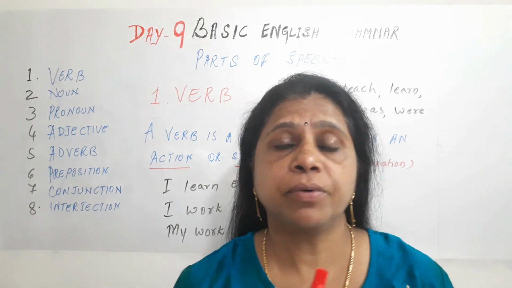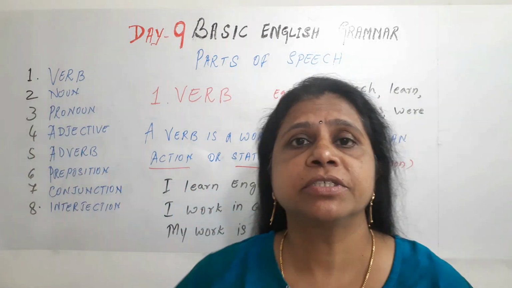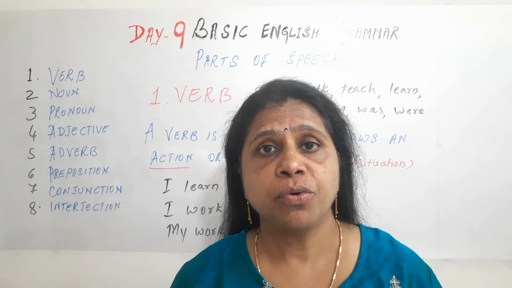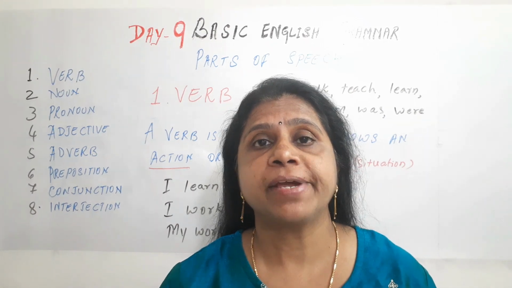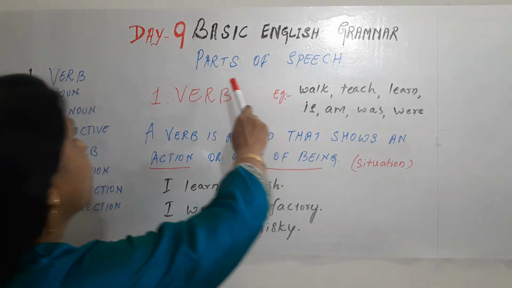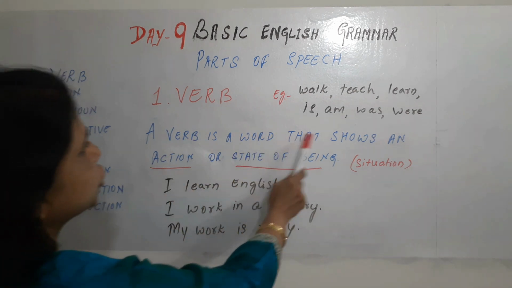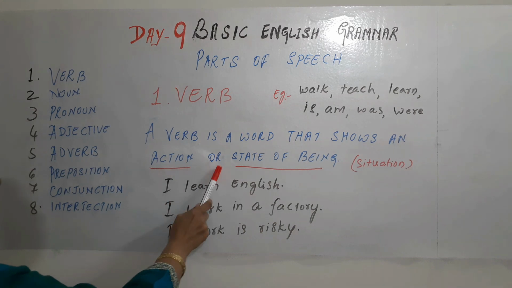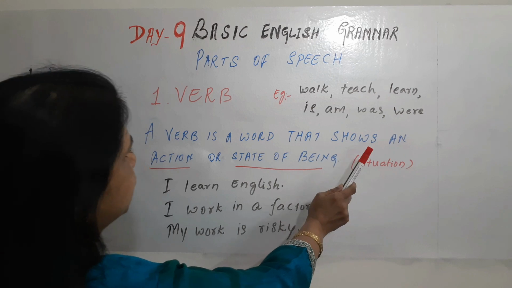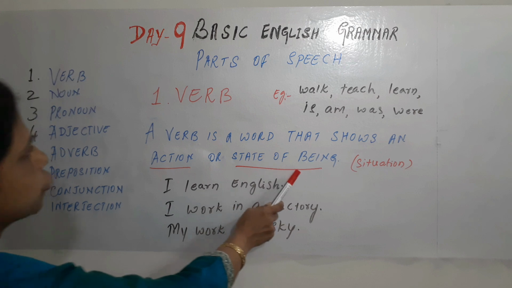First, we'll see verb. You will think why I have taken verb first? Because without a verb, we cannot form any sentence. So, we need a verb to form any sentence. So, let us understand what a verb is. A verb is a word that shows an action or state of being. State of being is nothing but situation. Alright? A verb is a word that shows an action or state of being.